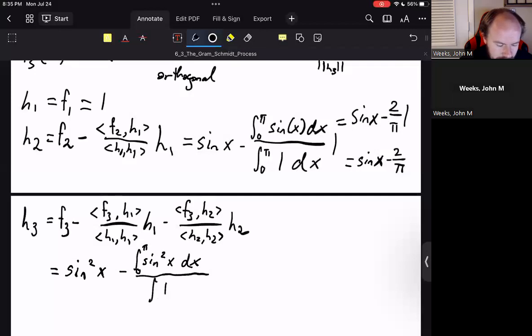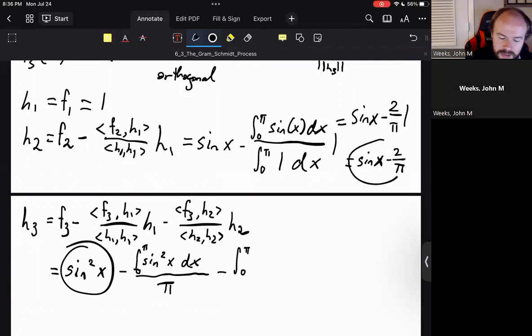Divided by the integral of 1, 0 to pi. And we've already done this one, so we could actually erase this and say that this is just pi, because we've already calculated what this is. Minus, we can now go through and integrate f3 times h2. That's going to be the integral of what? Something like the integral from 0 to pi of sine squared of x, and we want to multiply it times this on the inside.